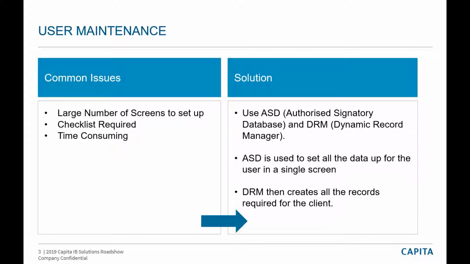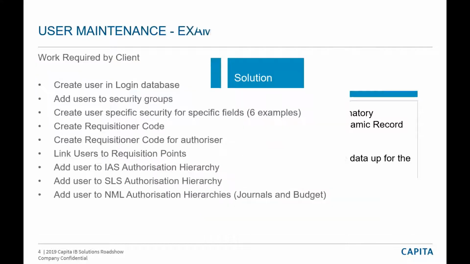And DRM then takes that information from ASD and creates the records from that.